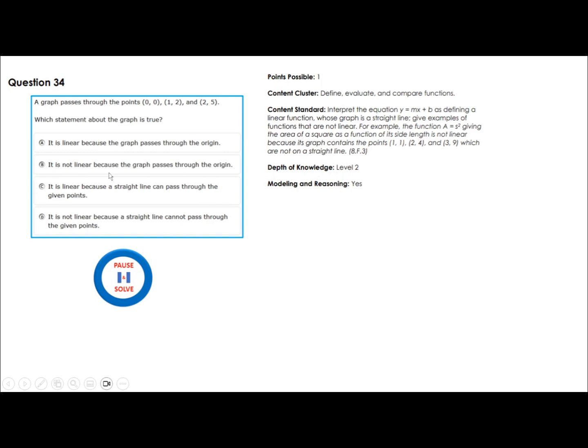It's not linear because the graph passes through the origin. It's linear because a straight line can pass through the given points. It's not linear because a straight line cannot pass through the given points.